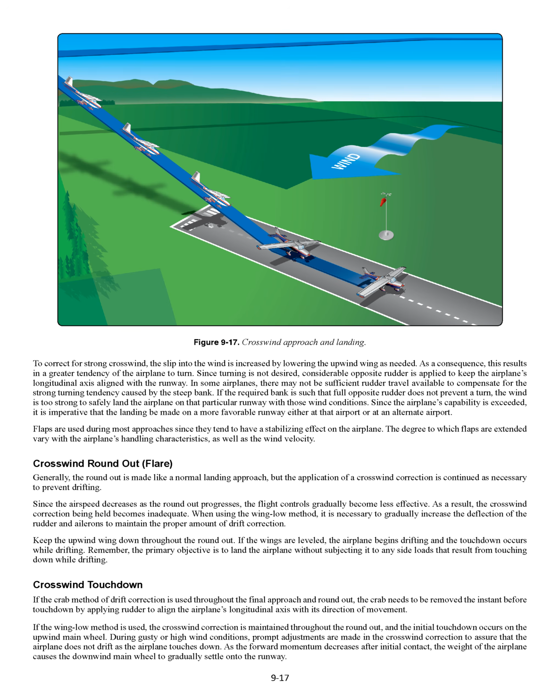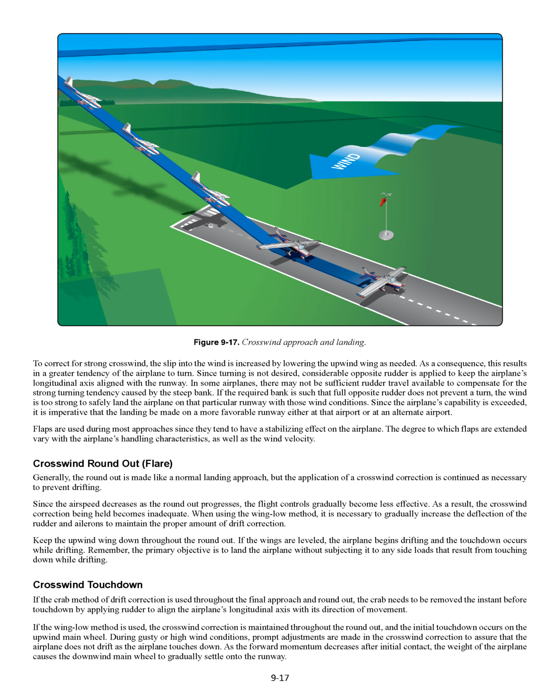The degree to which flaps are extended varies with the airplane's handling characteristics, as well as the wind velocity. Crosswind round out, flare. Generally, the round out is made like a normal landing approach, but the application of a crosswind correction is continued as necessary to prevent drifting.